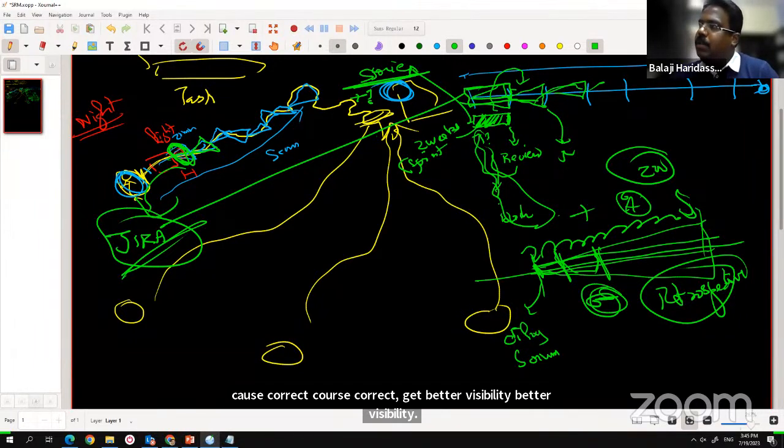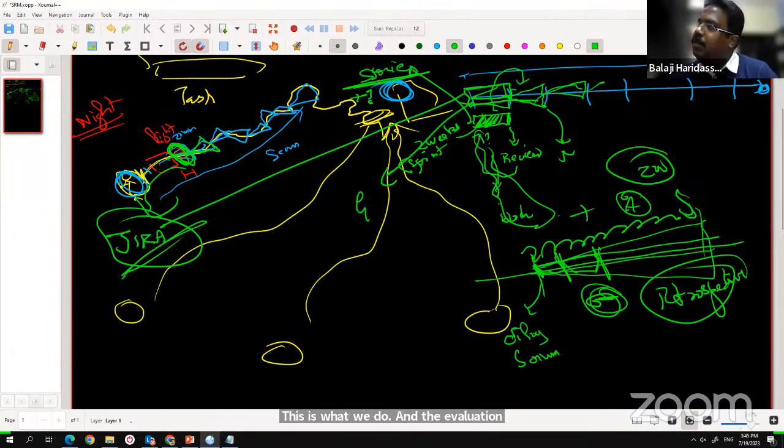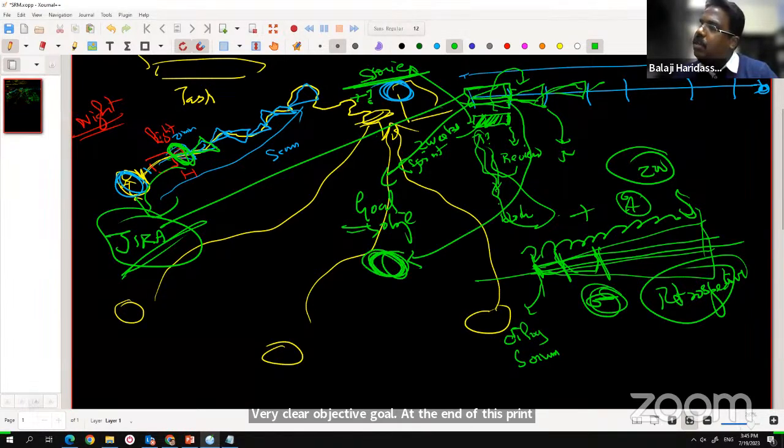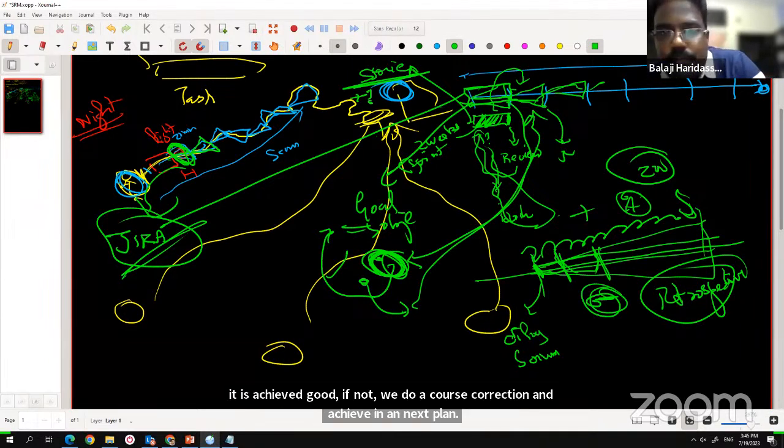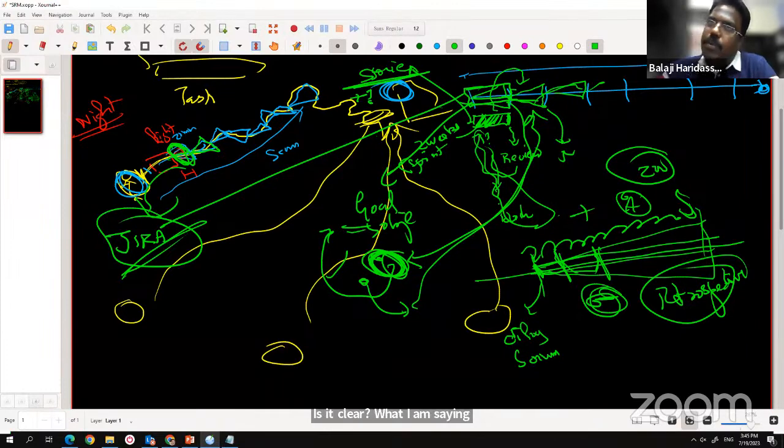And evaluation is simple. We have a goal at the start of the sprint, a very clear objective goal. At the end of the sprint, we compare our objective goal with the original goal and see how much we have achieved. If it is achieved, good. If not, we do a course correction and achieve it in the next sprint. Is it clear what I'm saying? This is a simple analogy I can try to give for what we are doing in our company.